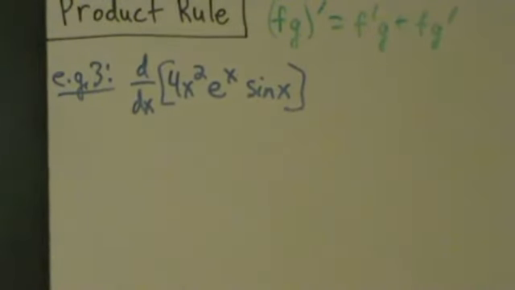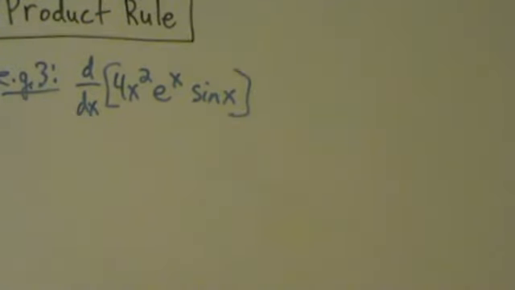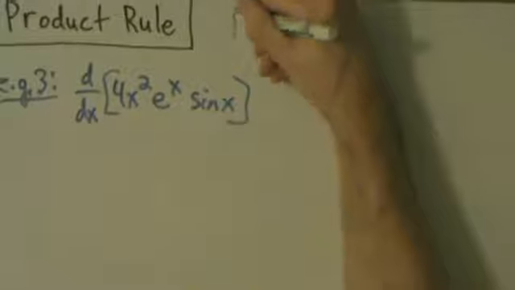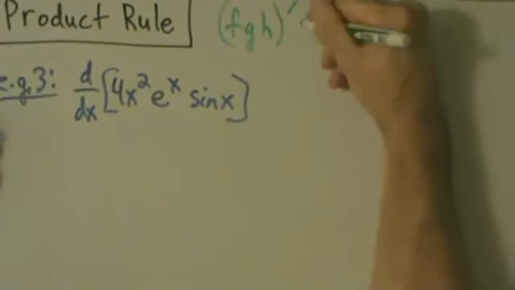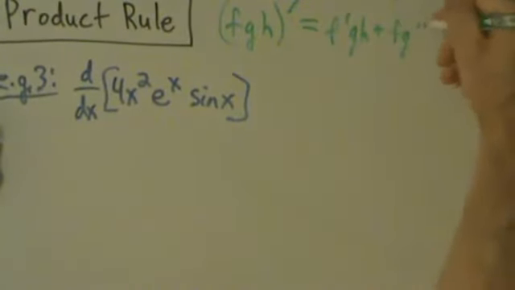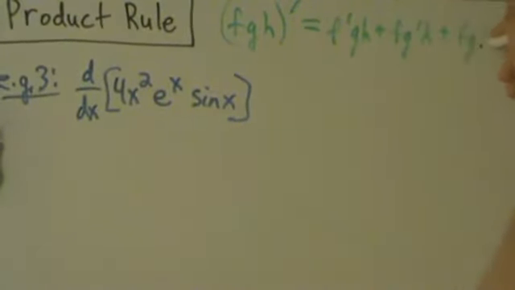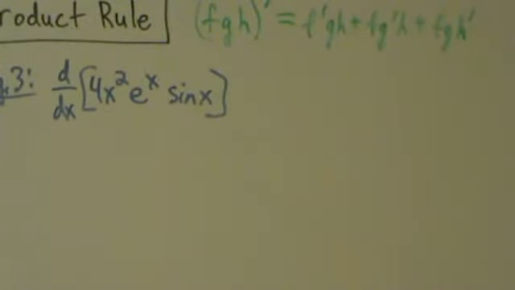Alright, so remember our product rule for three factors. So let's erase this and replace it with the product rule for three factors. It says f, g, h quantity primed equals f prime g, h plus f, g primed h plus f, g, h primed. Right? So we're just going to use that here.